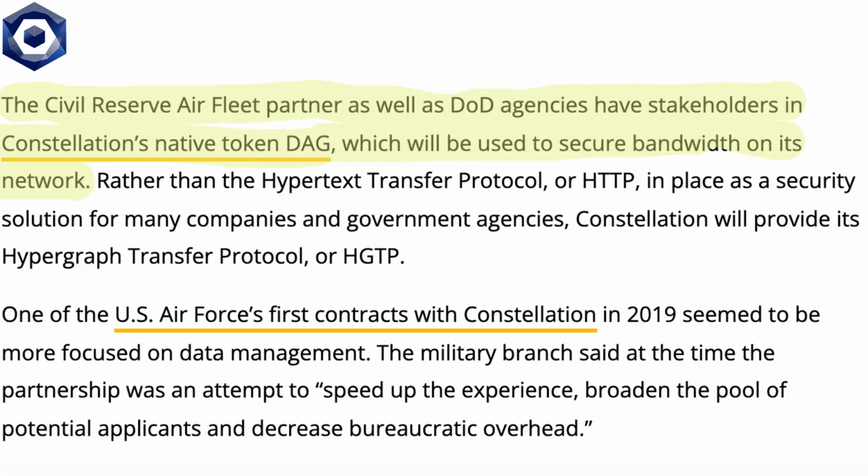And a little more on that. Here it says the Civil Reserve Air Fleet, which I forgot to mention, but is also part of the Phase 2 contract. But them, along with multiple Department of Defense agencies, are actually all stakeholders of Constellation's native token, DAG, since it'll be used for extra bandwidth along with operating a node. So that's pretty big news too, because I don't think there's a long list of crypto assets that government agencies are holding onto for utility purposes.